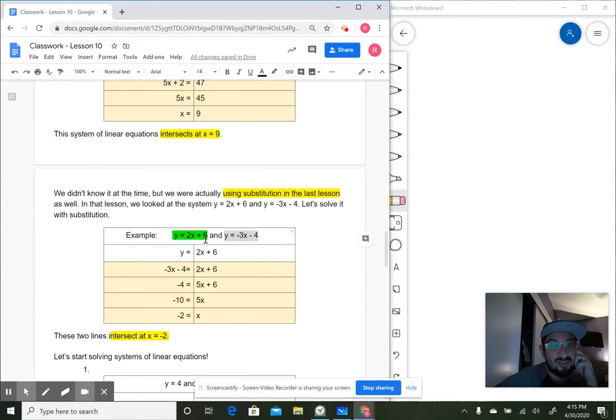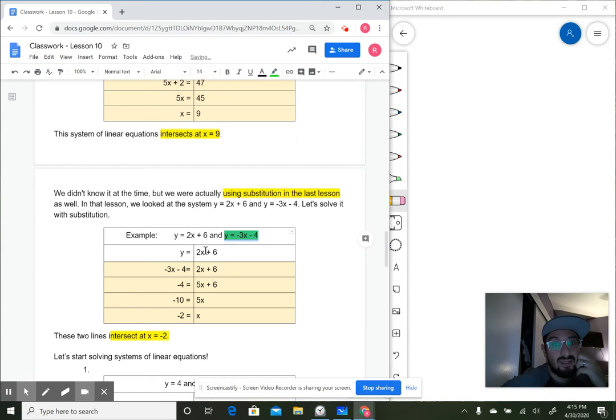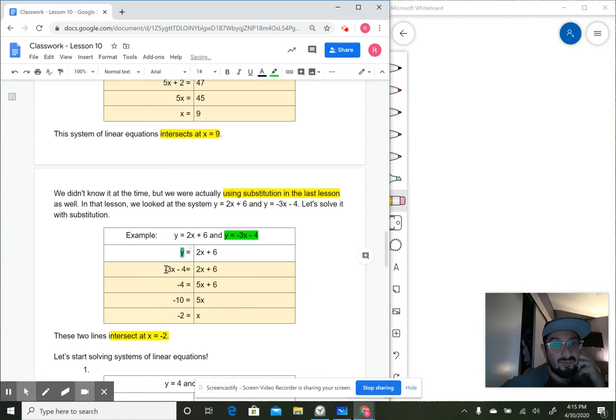So you can see y equals 2x plus 6. We're going to substitute that y over here. We're going to substitute not that y, the second y, this y over here, into this first equation and solve for x, because it's in one variable now. You can see that.